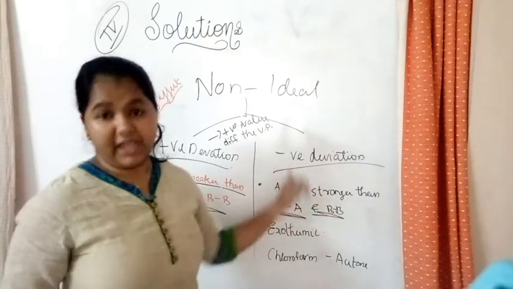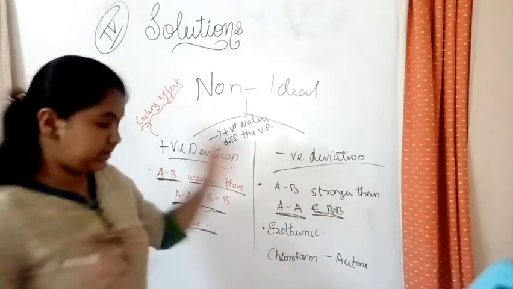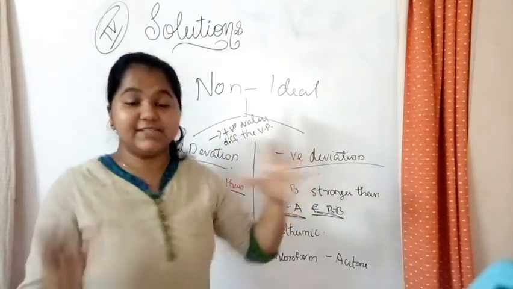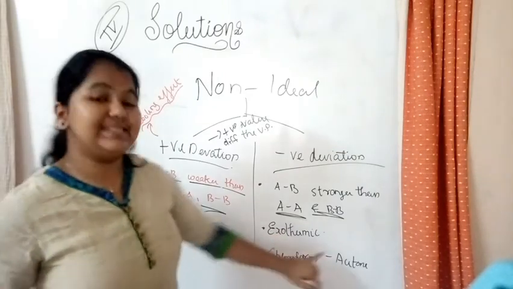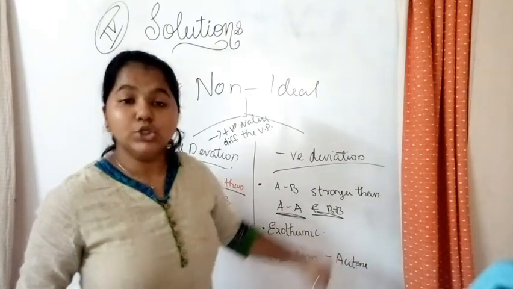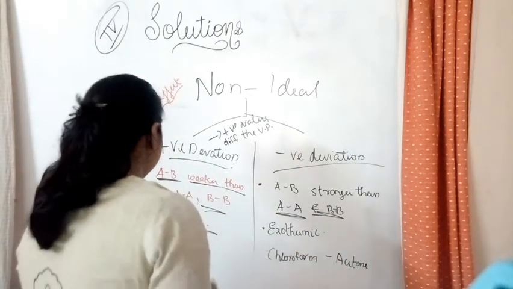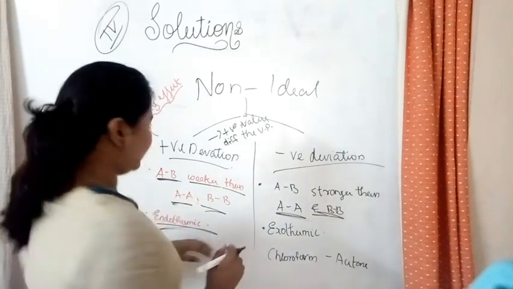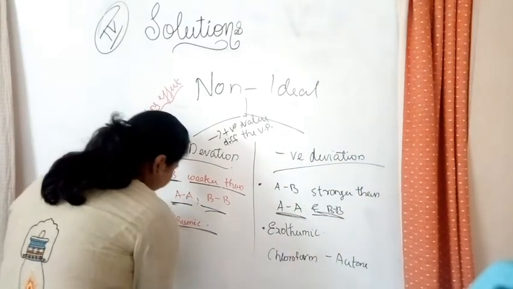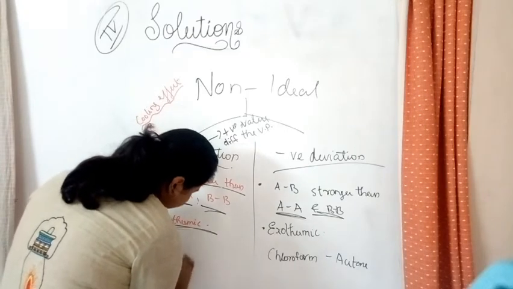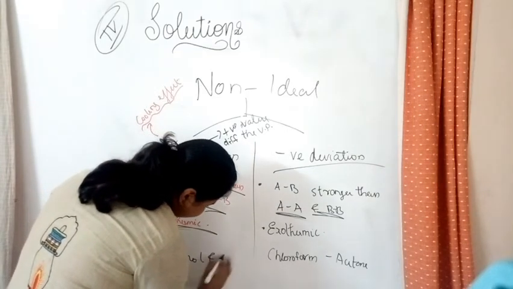If you have to break this bond, what happens is there is formation of bonds. So it's an exothermic reaction. So now let's see the example for a positive deviation. For positive deviation, our example is ethanol and acetone.